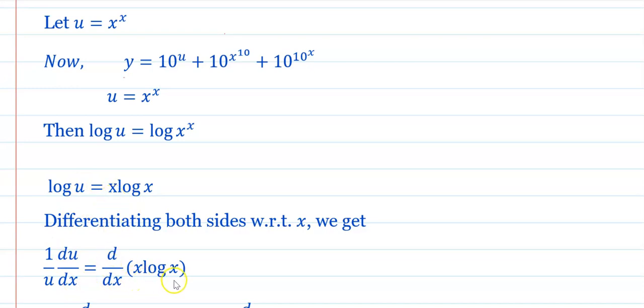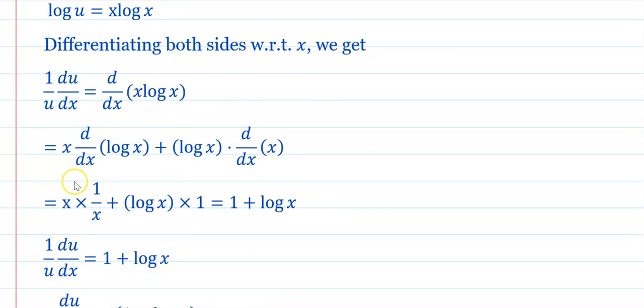d/dx of x into log x. Apply the product rule. Keep x as it is, times the derivative of log x, plus log x times the derivative of x. What is the derivative of log x? It is 1 upon x. So x into 1 upon x, plus log x as it is, times d/dx of x, which is 1.